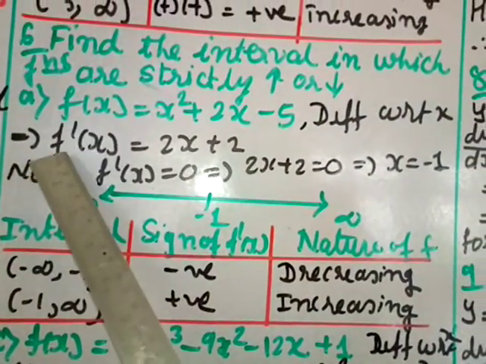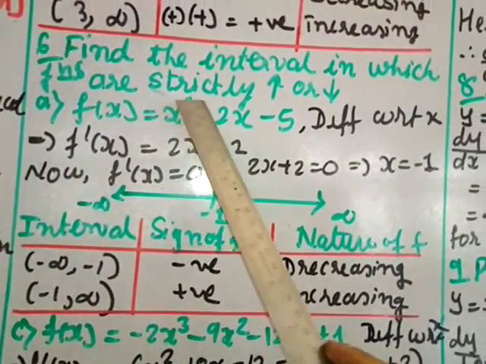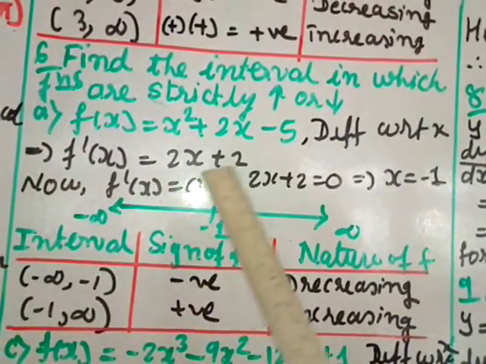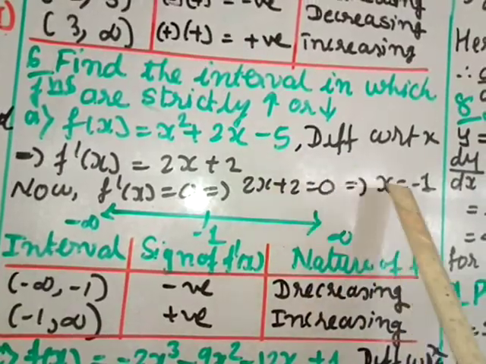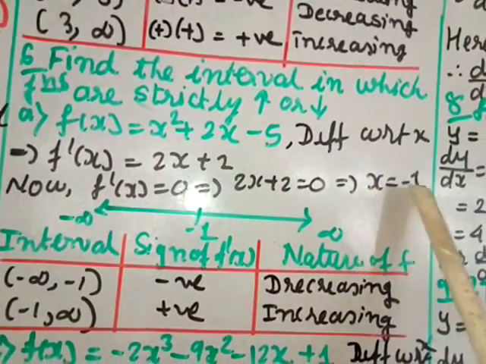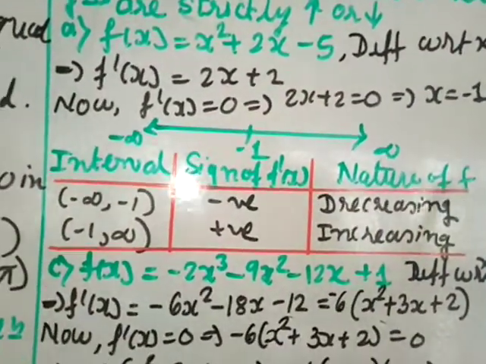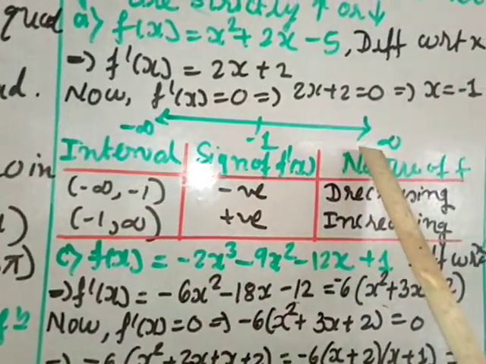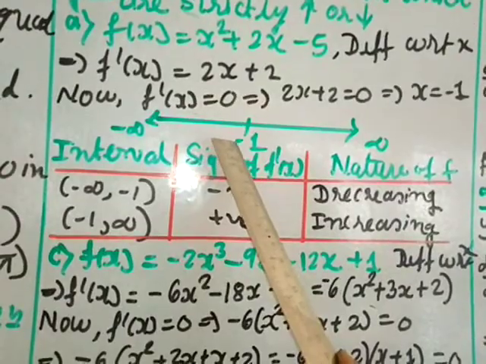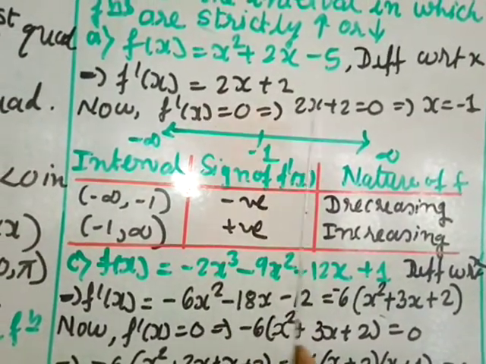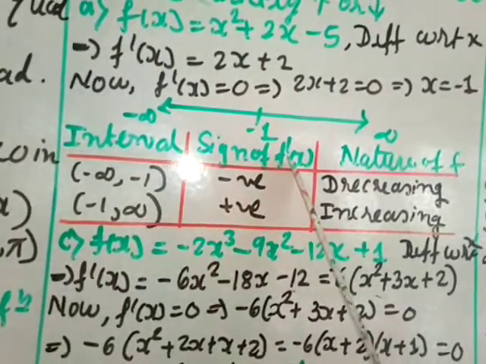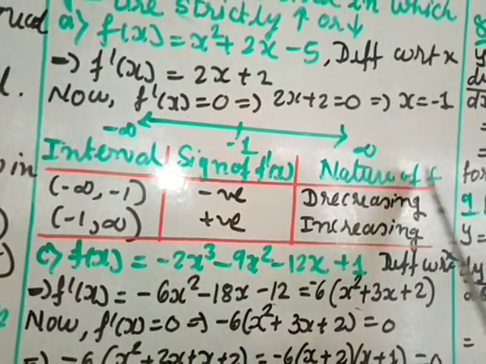So the derivative of f(x) is f dash x: x square gives 2x plus 2, x is 1, this is 0. Again equate with 0. So when you equate with 0, plus 2 you transfer here, minus 2. Divide by 2, so you will get x value minus 1. Here only one value has come. So draw the number line. Minus infinity to infinity and minus 1 will come in the middle. Now you have to take one value in this interval, one in this interval. So interval, sign of f dash x, nature of f.